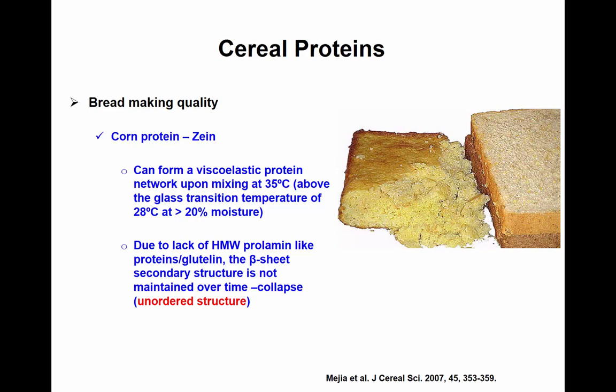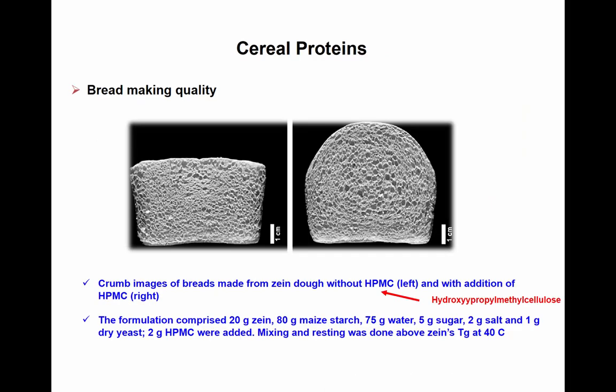So for cornbread, you really need to add something to make it acceptable. Otherwise you get a flatbread. What you can do is add a hydrocolloid, more of a gelling agent, to help strengthen the gel matrix. Well, there's no gluten matrix, but anyway, the gel formation, so that you can hold some air. Here hydroxypropyl methyl cellulose is added, and you can see that it enhanced the crumb texture, and the cell size, volume, and height got improved.